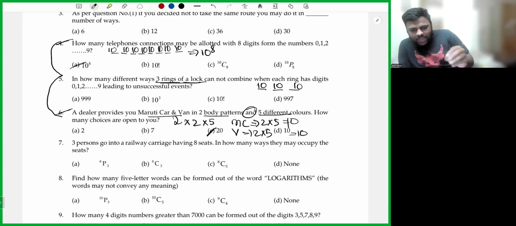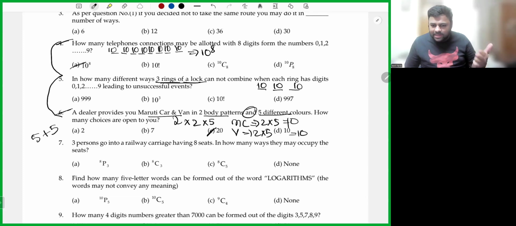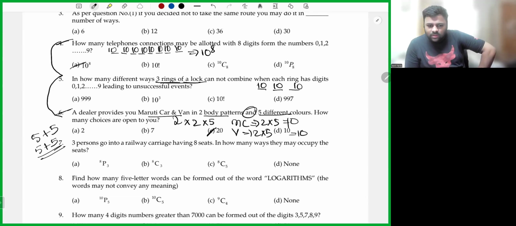Each body part has 5 colors. The first body part has 5 colors, the second body part has 5 colors. So 5 plus 5 for the Maruti car. Van, 2 body parts are there, 5 colors are there. So first body part 5 colors, second body part 5 colors. So total 20. Okay, it's an addition and multiplication sum.